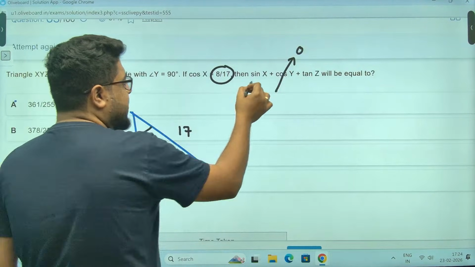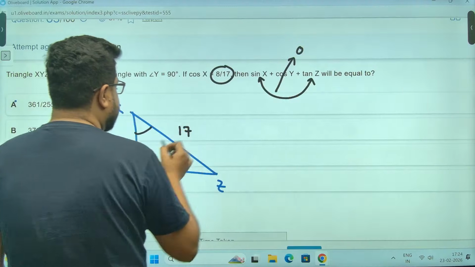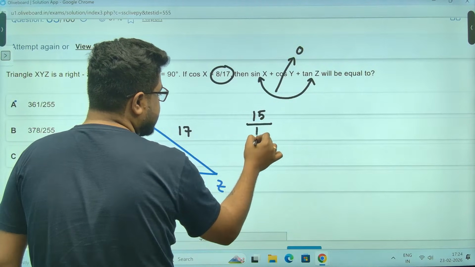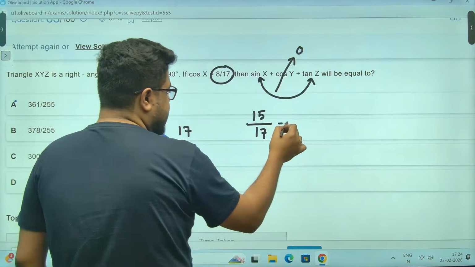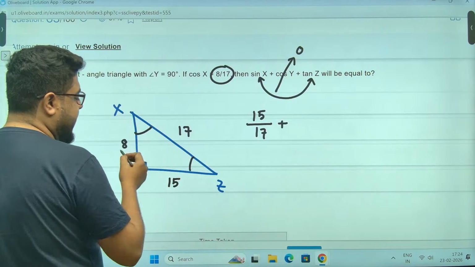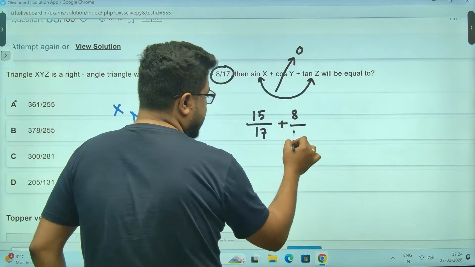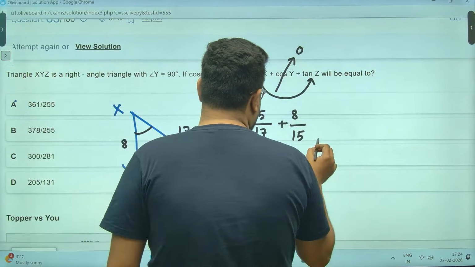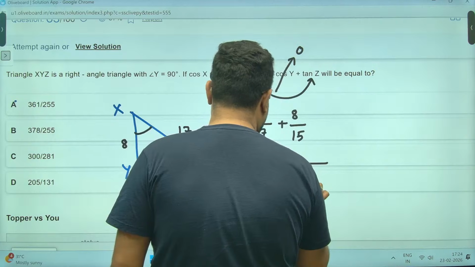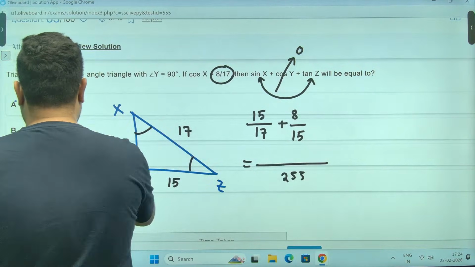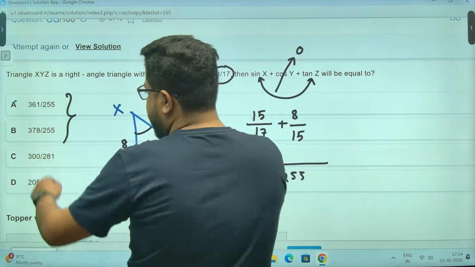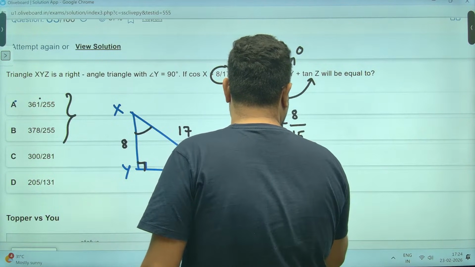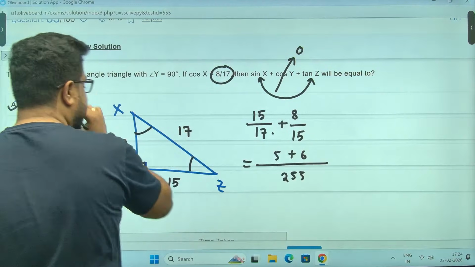So actually it is sin X plus tan Z. Sin X is going to be 15 over 17, plus tan Z, which will be 8 by 15. 15 into 17 is 255, meaning option A or B. Sir, I'll just use the unit digits. 5 fives are 5, 7 eights are 6. Sir, the unit digit will be 1. Option A is the answer.